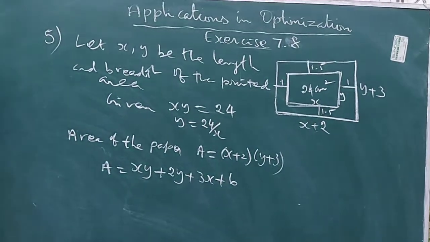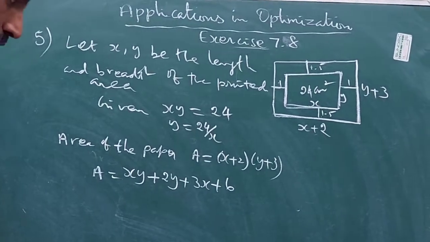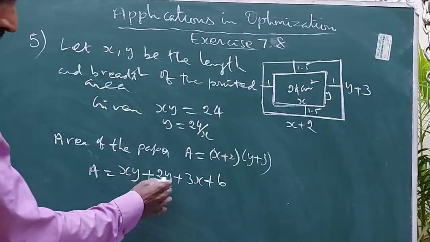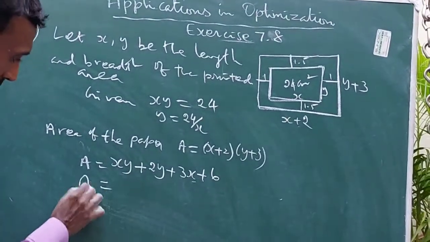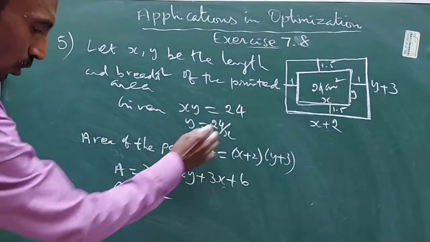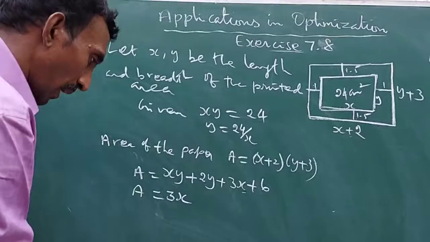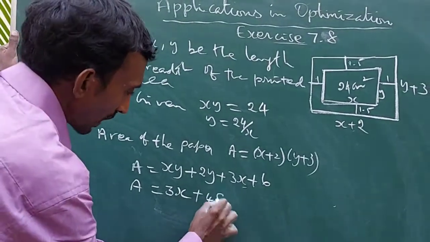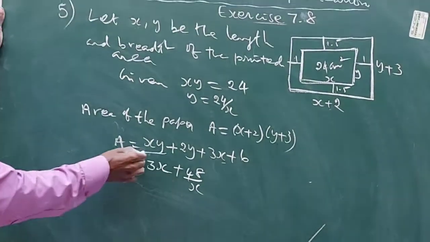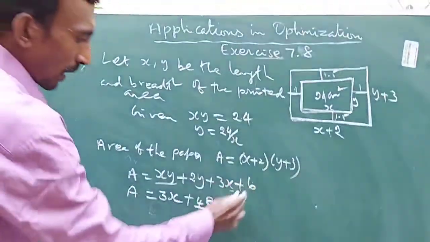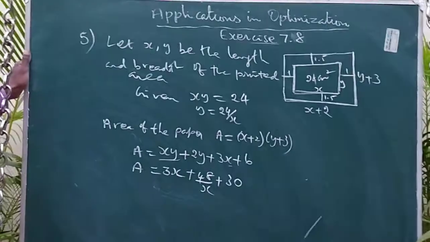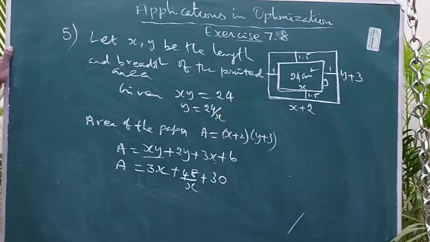Now x into y is given as 24. First write 3x, and put y equals 24 by x, so 2 into 24 plus 48 by x. Here x into y is 24, and 24 plus 6 is 30. So convert the given function into a single variable function. That is always important.